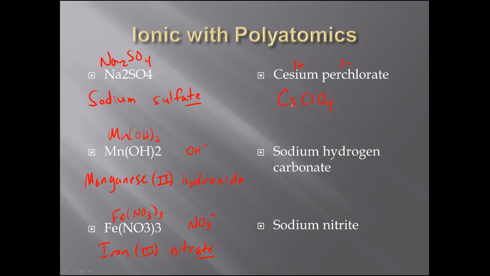All right, so cesium is Cs, and now we need to remember, what is perchlorate? Well, this prefix per tells us it's the highest possible oxygen count. So we know it has to be ClO, and the highest possible oxygen number is 4. So CsClO4, this would be cesium perchlorate, and we are done. 1 plus and 1 minus, they each cancel each other out, so we don't need to add any other subscripts here.